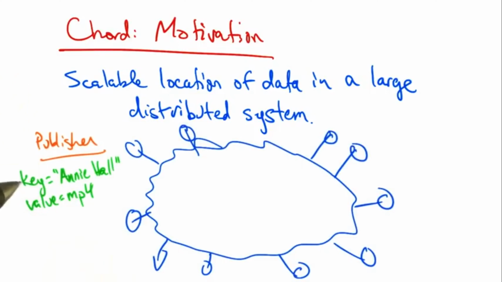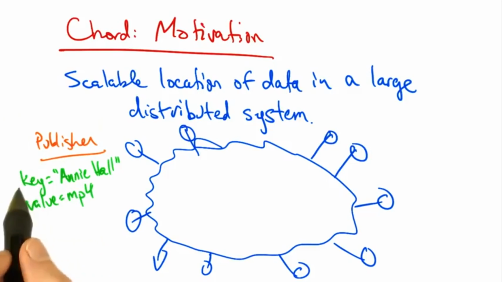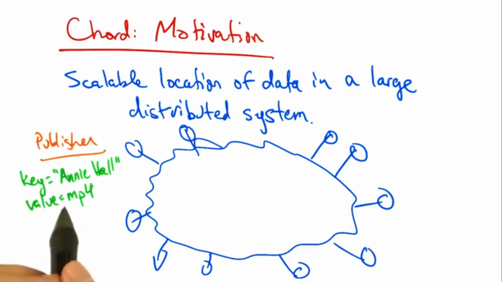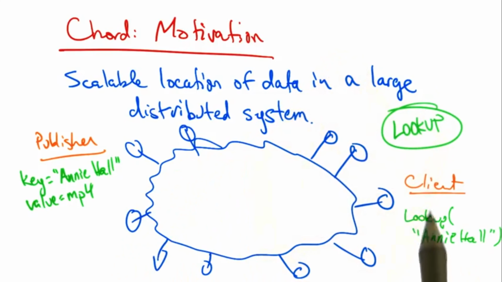So a publisher might want to publish the location of a particular piece of data, such as an MP4, with a particular name, such as Annie Hall. It needs to figure out where to publish this data in a place that the client can find it, so that when the client performs a lookup for Annie Hall, it's directed to the right location that is hosting the data. The key problem that we need to solve here is lookup, and you can see that the function that needs to be provided is just a simple hash table.